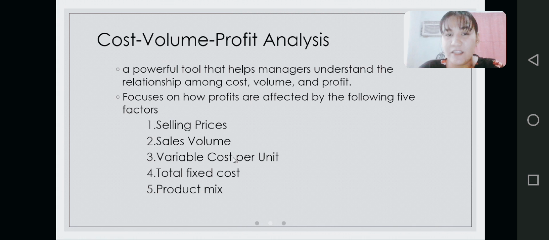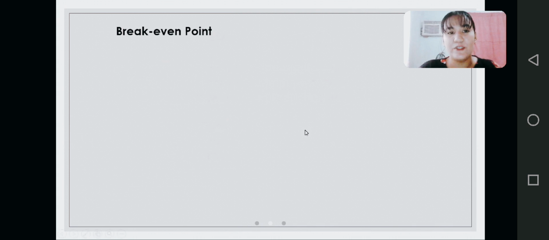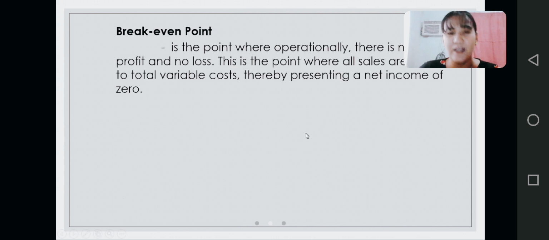Now, we have here the terms related to CVP. First is the break-even point. It is the point where operationally there is no profit and no loss. This is the point where all sales are equal to the total variable cost, thereby presenting a net income of 0. So this break-even analysis is important to business owners and managers in determining how many units or revenues are needed to cover fixed and variable expenses of the business.